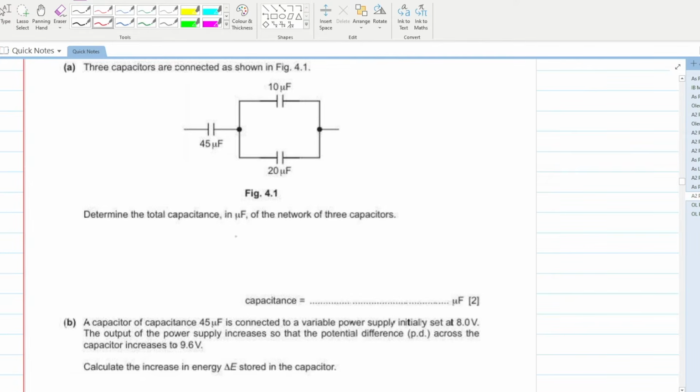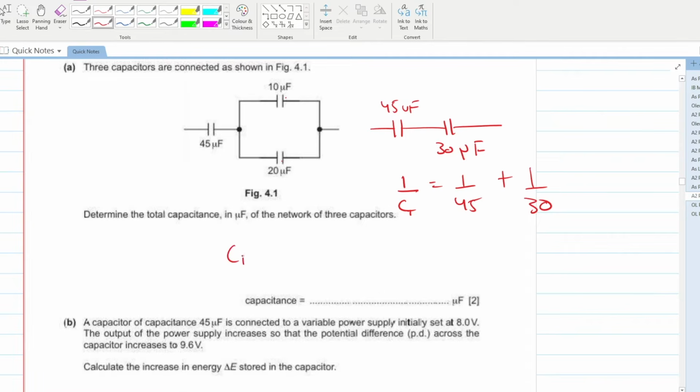Determine the total capacitance in microfarads of the three capacitors. 10 and 20, what will they become? They will add up because they are in parallel. So you will have the circuit something like this: 45 microfarads in series with 30 microfarads. If both of them are in series, which formula will we apply? 1 upon Ct is equal to 1 upon 45 plus 1 upon 30. Let's calculate it: 1 divided by 45 plus 1 divided by 30, then 1 divided by the whole answer. This comes out to be 18. Total capacitance is 18 microfarad.